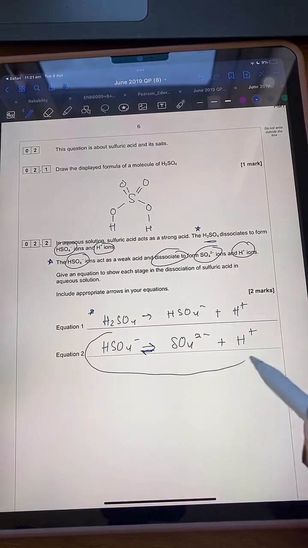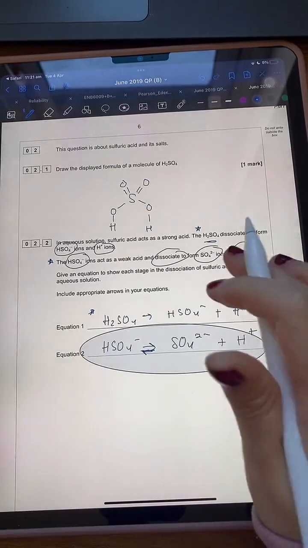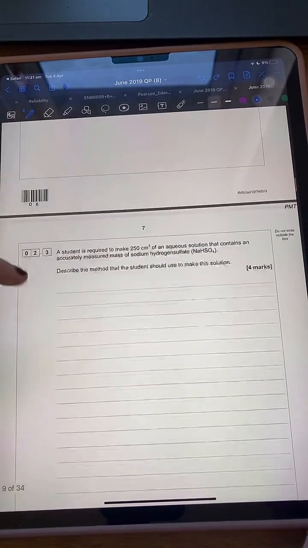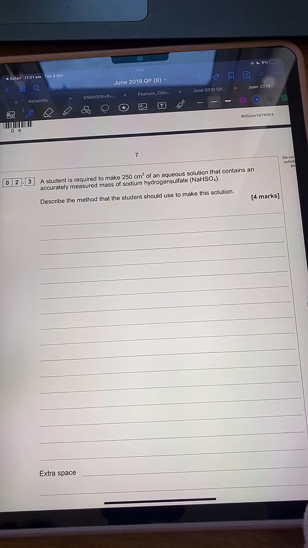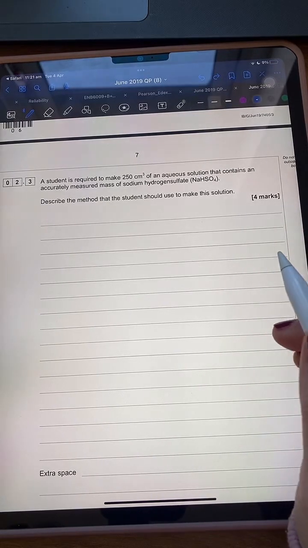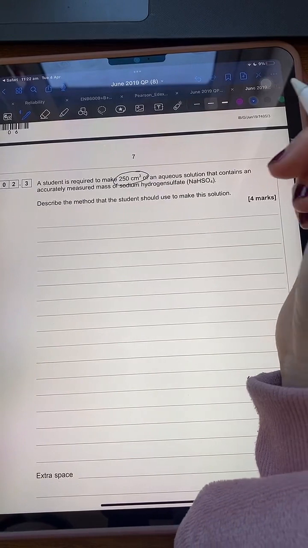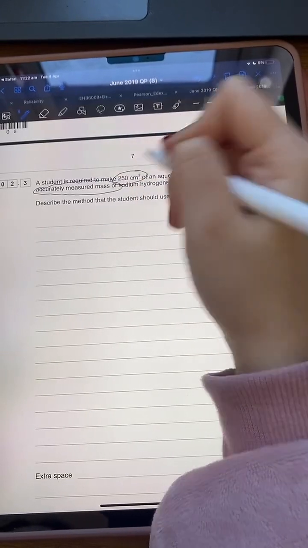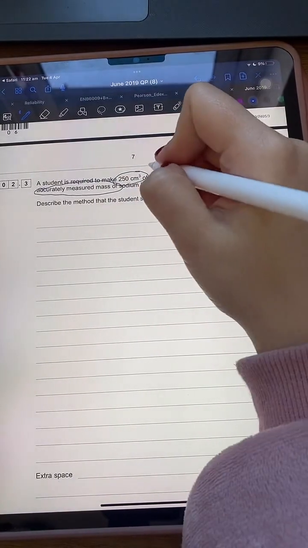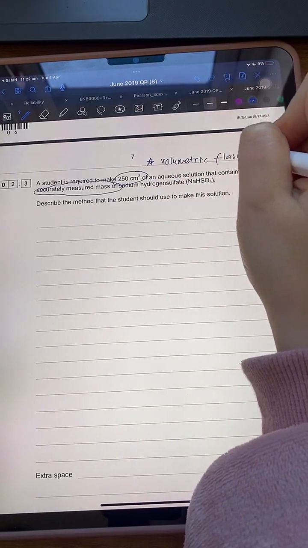A student is required to make 250 centimeters cube of an aqueous solution that contains an accurately measured mass of sodium hydrogen sulfate. Describe the method that the student should use to make the solution. There's a clue here, that's the 250 centimeter cube. We want to know that we're using an accurately measured mass. These two things are keywords that tell you you're using a volumetric flask. You can call it a graduated flask or volumetric flask, both of them are the same thing.